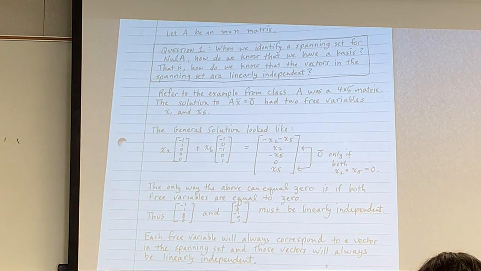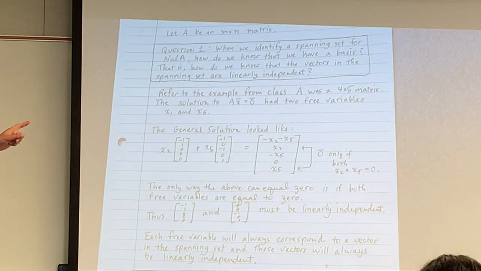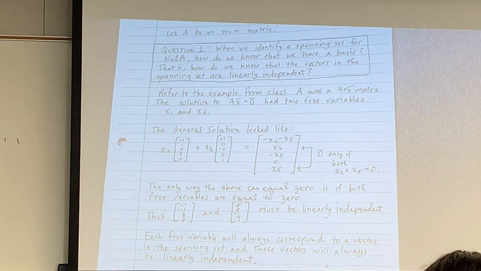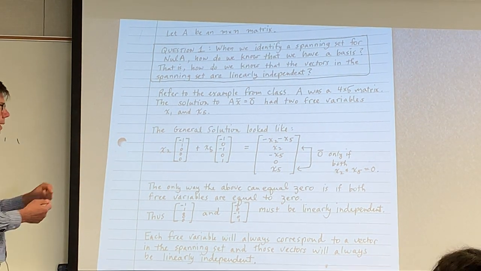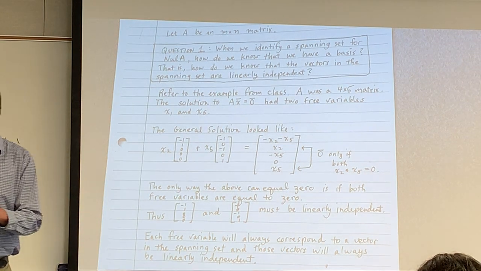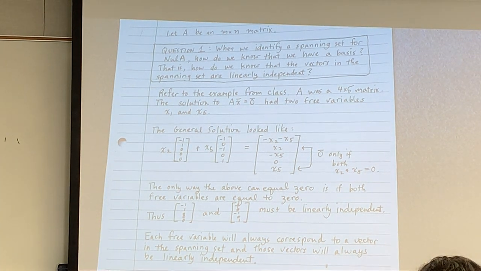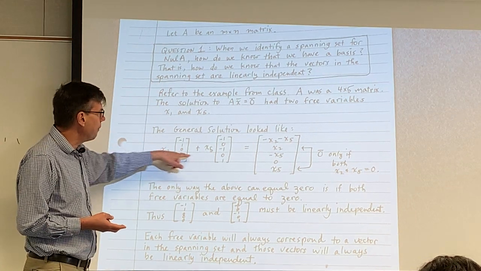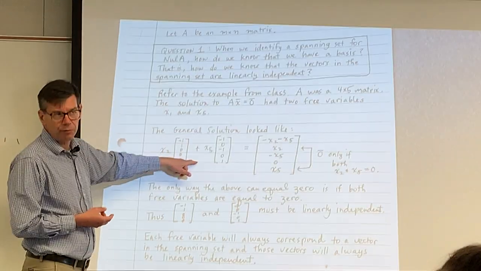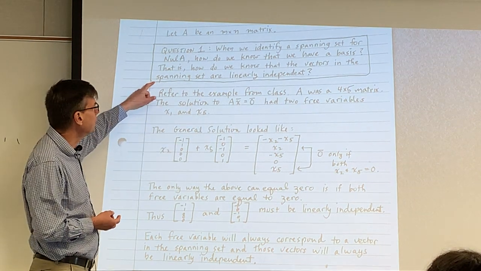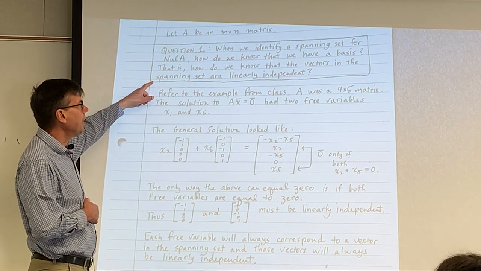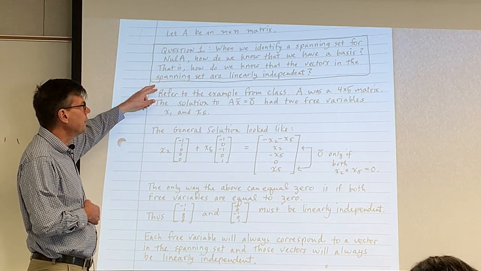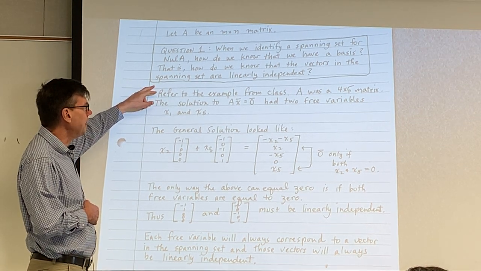So question 1 was, when we identify a spanning set for null A, how do we know that we have a basis? Again, basis means they're independent and their span is the space we want. We know their span is the space we want because of the way we find the general solution to the homogeneous equation. So really the only part of that question that was kind of hanging was, how do we know the vectors in the spanning set are linearly independent?